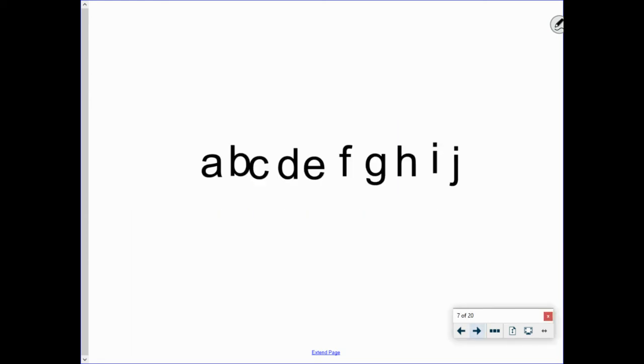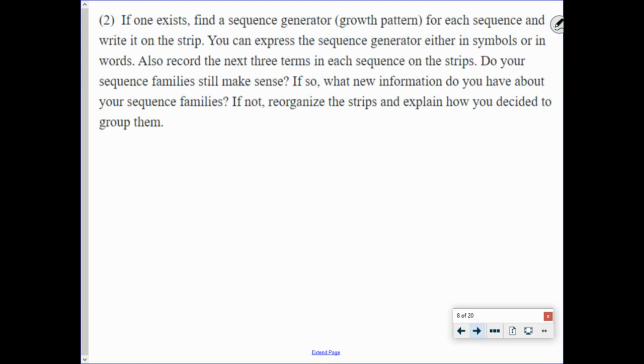Here is the second part we're going to do. Now, if one exists, find the sequence generator, which is your growth pattern for each sequence, and write it on the strip. You can express the sequence generator either in symbols or in words. Also record the next 3 terms in each sequence on the strips. So now you're going to fill in those blanks.